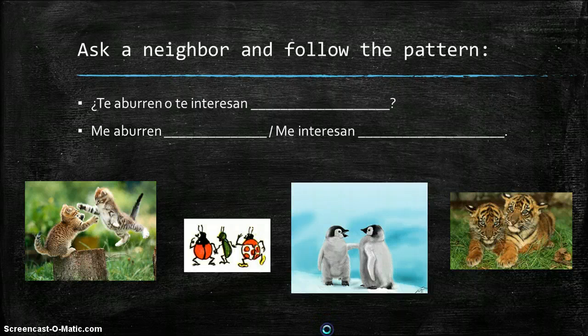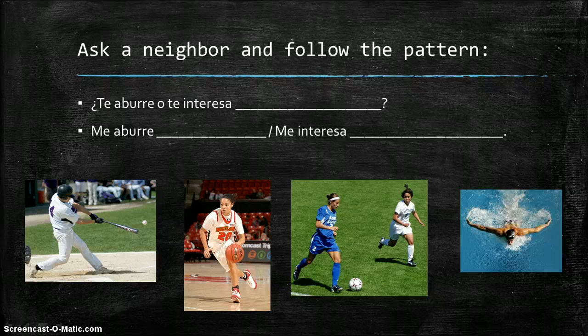Again, you're going to take turns with a partner, and this time we're going to be using the infinitives. We're going to be talking about the activities. So notice we're using the singular form. Okay, aburre or interesa. And here we have batear, driblar, correr, and nadar. So go ahead and ask your partner if she is bored or interested in these following activities.